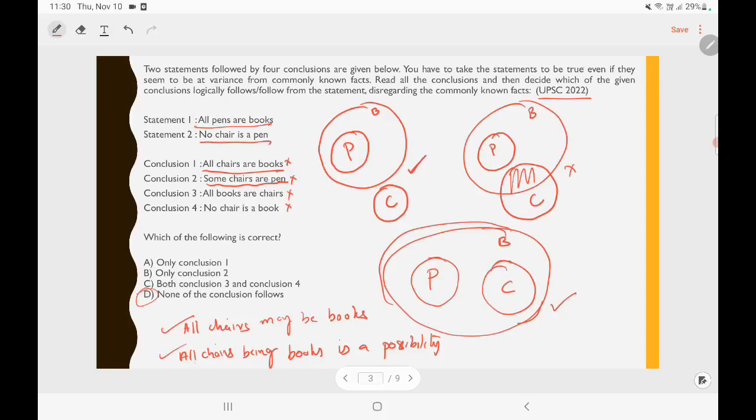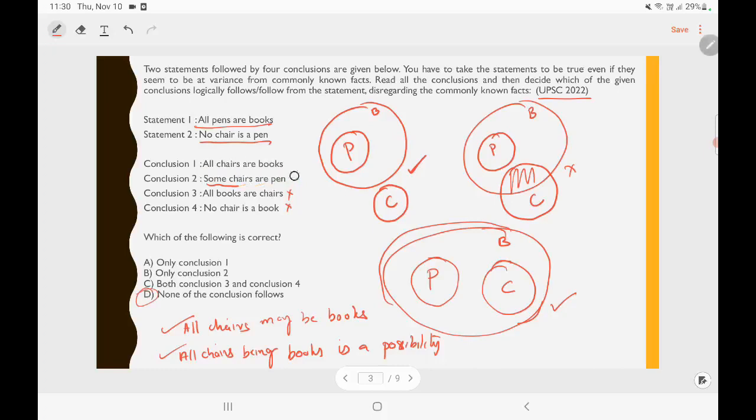So if UPSC gives an extreme statement, you can consider it to be wrong. There is a high chance that it is wrong. And if UPSC has given statements which are a possibility, then there are high chances that it's going to be correct. In this way also you can solve the questions on syllogism. I will give you more questions and we can apply this technique as well.